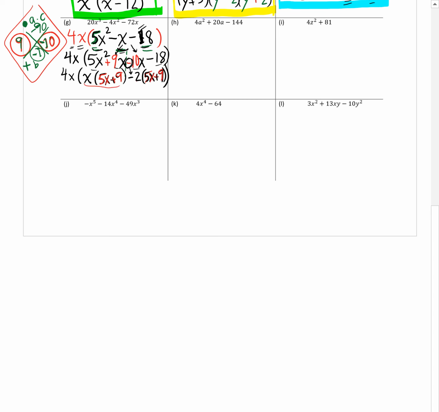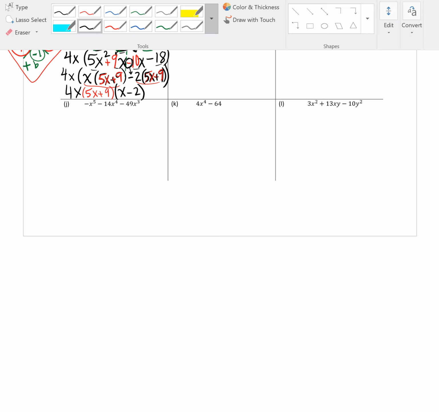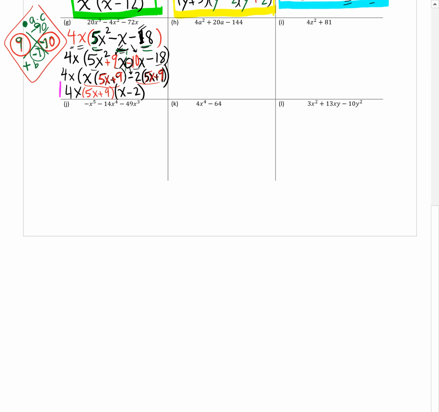If I think of this as one big term and this was one big term, I can factor that 5x plus 9 out of both of those terms. And then the leftovers, the x from the first term and the minus 2 from the second one, will be left over. And you just don't want to forget your 4x that was already there. And there it is. I think we can't really get better than that. That's as good as it gets. Whew, so there it is. 4x times 5x plus 9 times x minus 2.